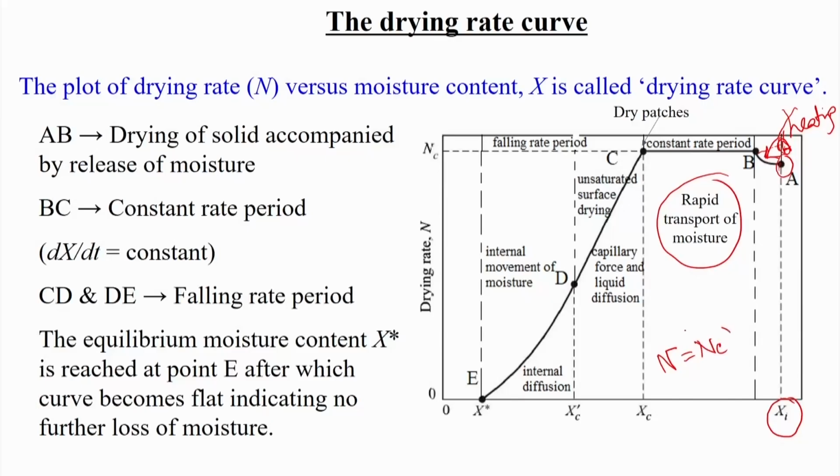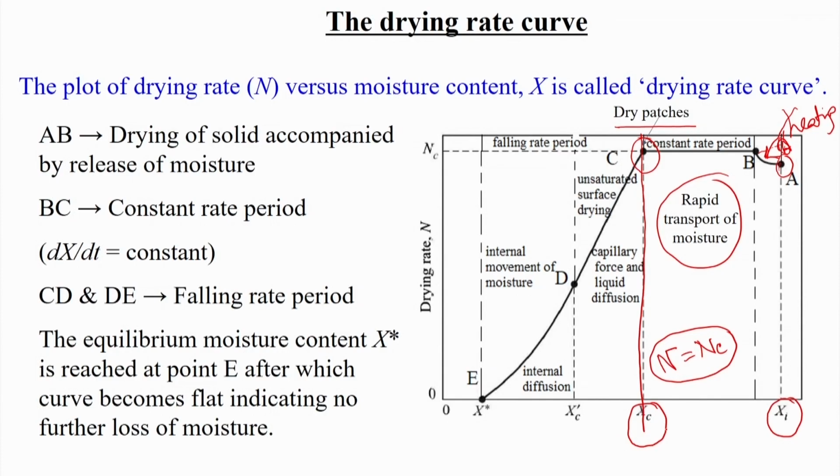So, this time it is not dependent on how much moisture is there in the beginning; that is not controlling it. And whenever it reaches a point where dry patches will appear, at that time the rate will start falling. So, the junction point, this moisture content, is called the critical moisture, that is x c.